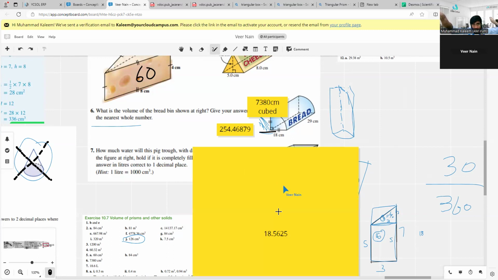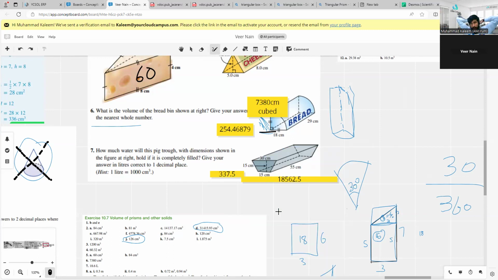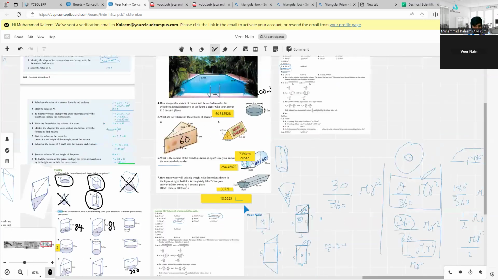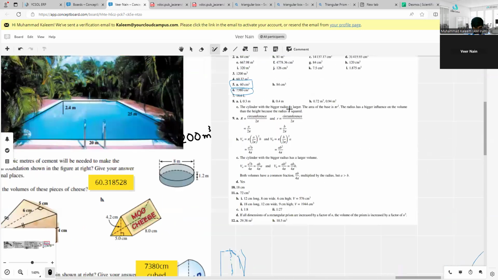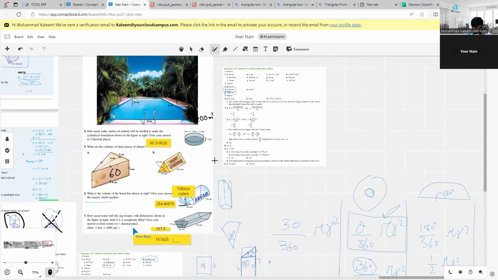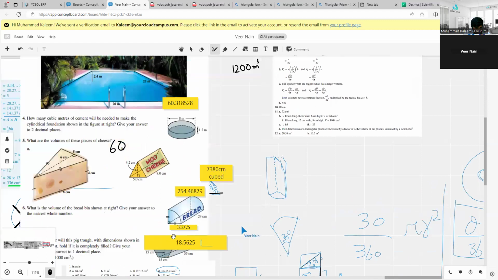Yesterday we did the area, and on Thursday we did the conversion. After this, you have to round it up to one decimal place. Give your answer in liters correct to one decimal place. So it will be 18.6 liters. Is this the right answer? Let me check. This one is question number 7. It's 18.6 liters to one decimal place.